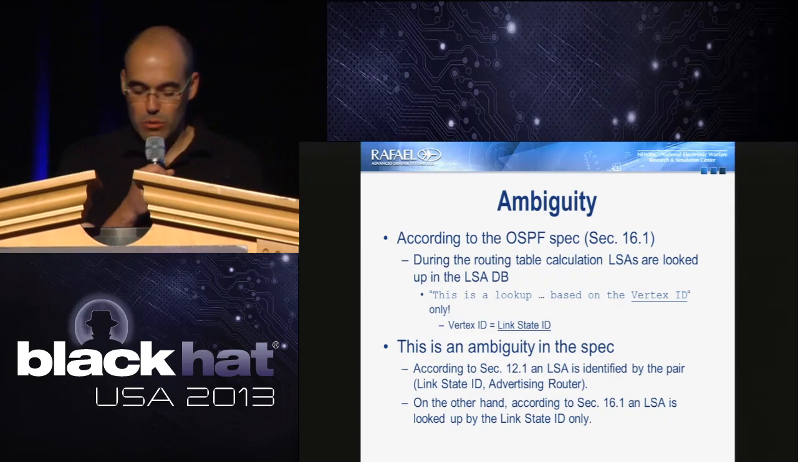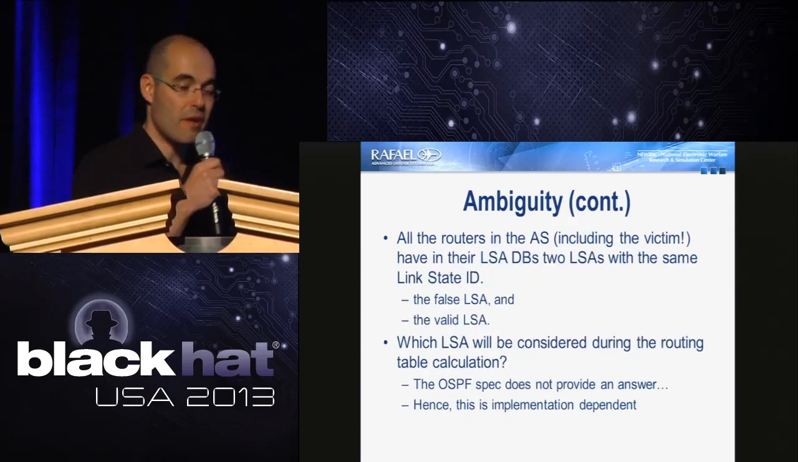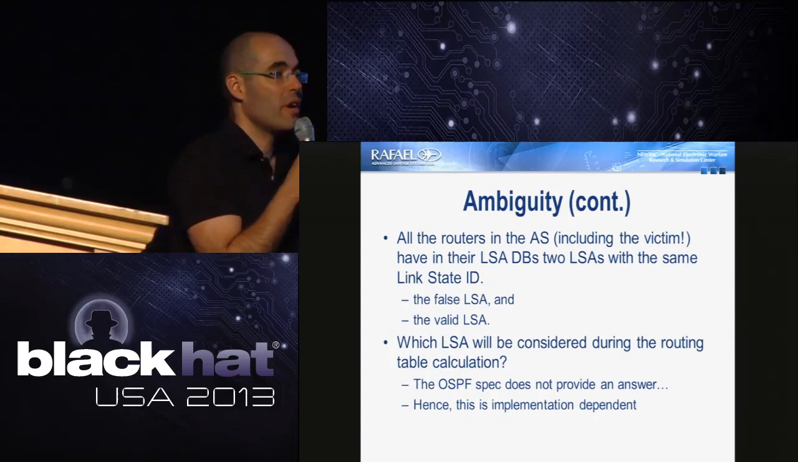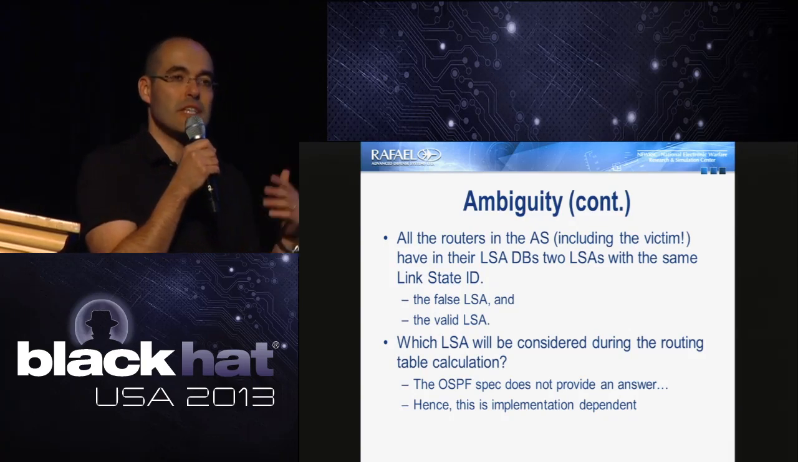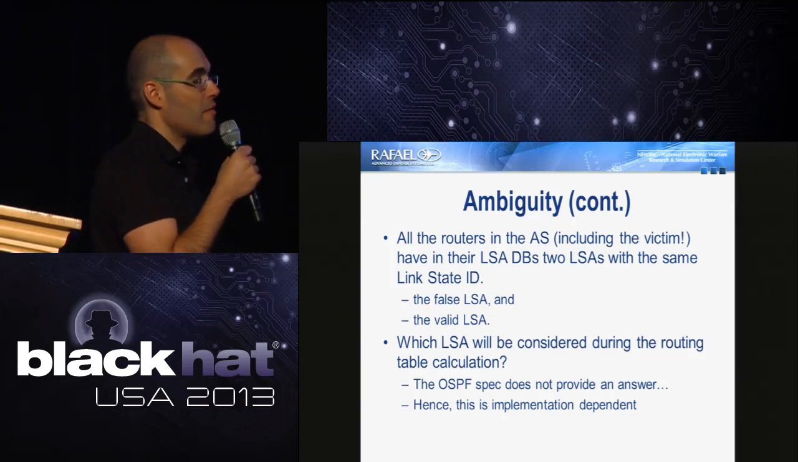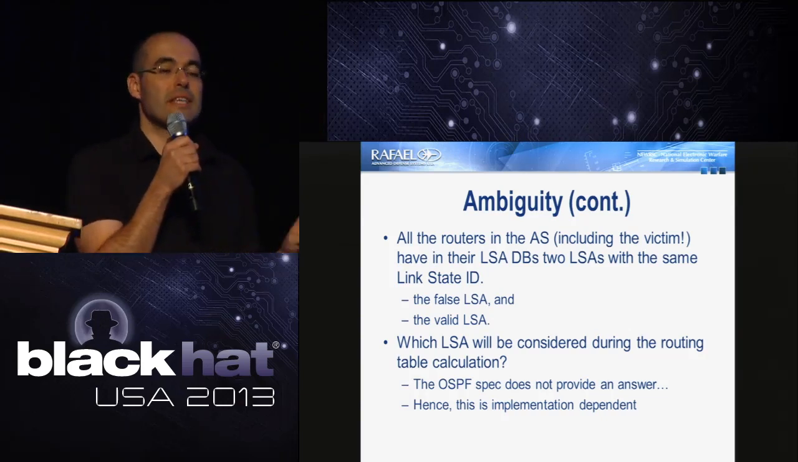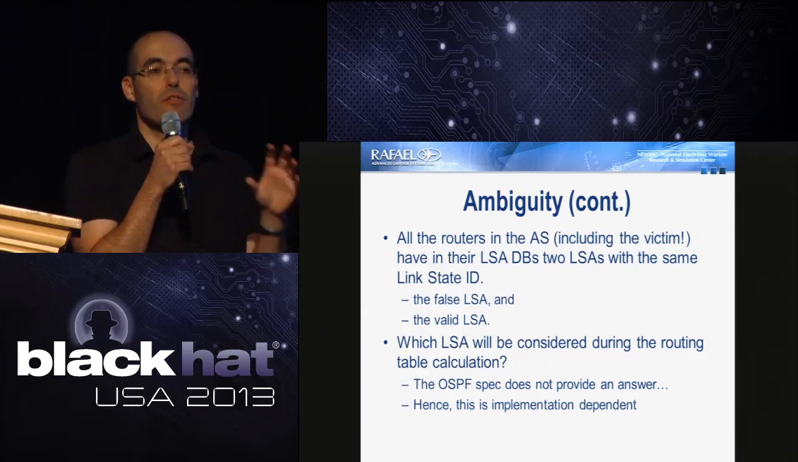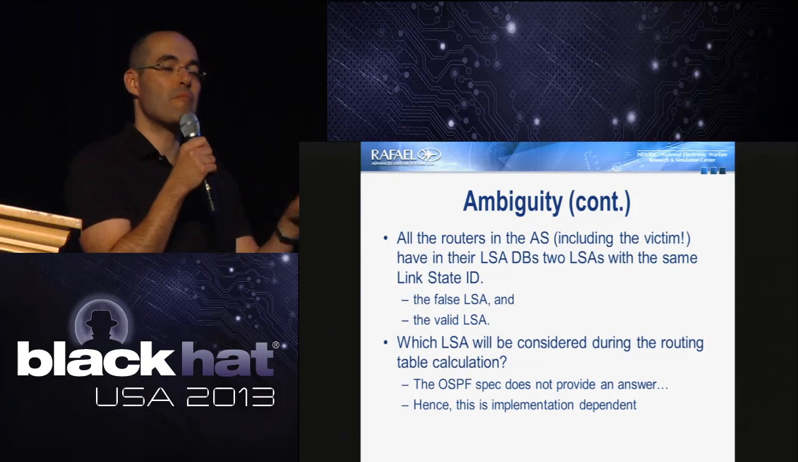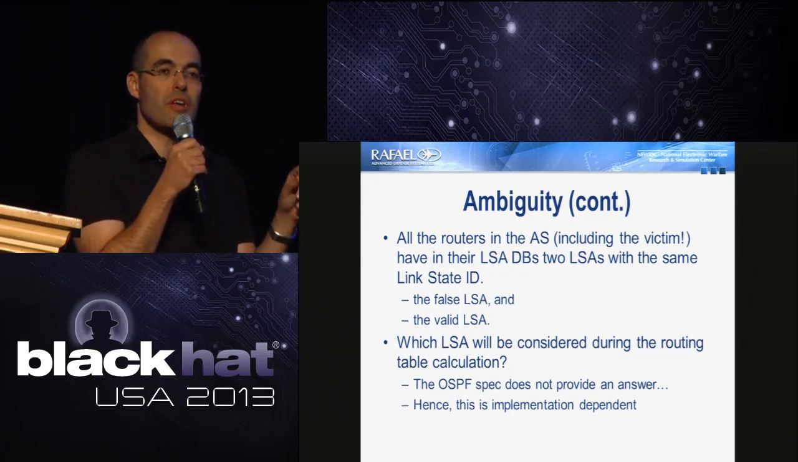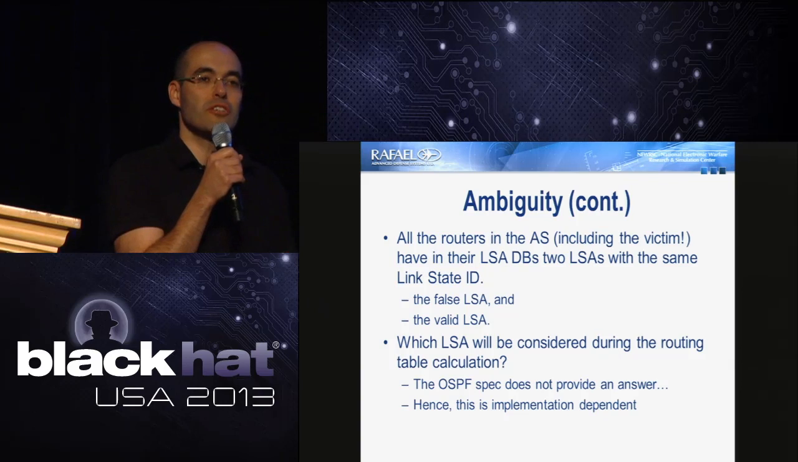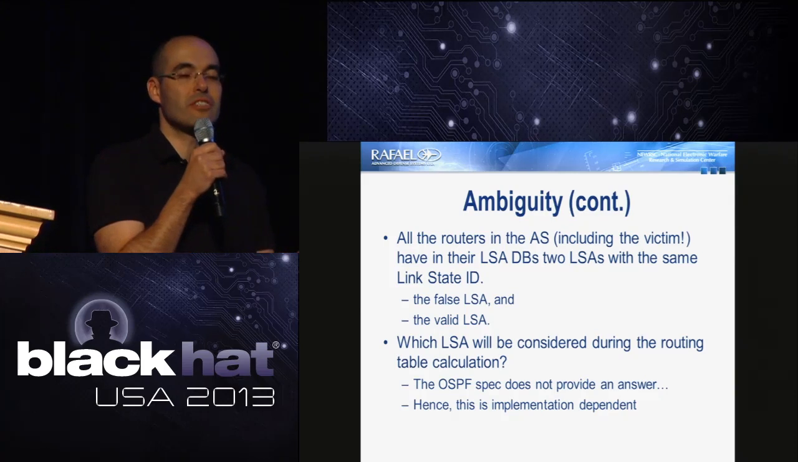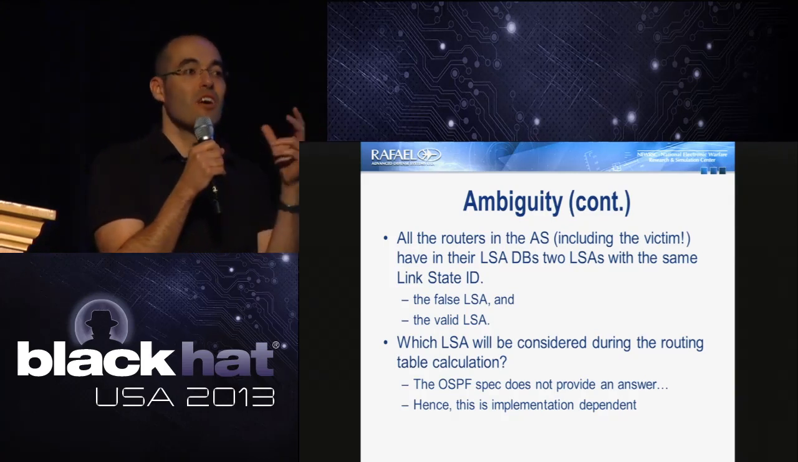And if we step back a minute and review what we have after the attack, after the attacker advertised or flooded the false LSA on behalf of the victim, we have in every router two LSAs having the same exact link state ID, the false LSA and the valid LSA. They both have the same link state ID, which equals the victim's own router ID. So this gives rise to the following question. During the routing table calculation, when the LSA of the victim router is fetched, which LSA will be fetched? The false LSA or the valid LSA?